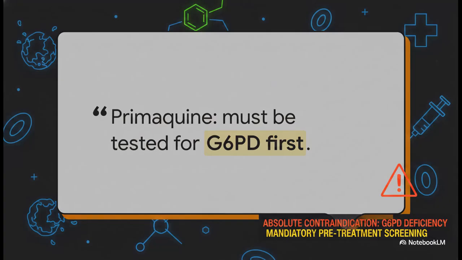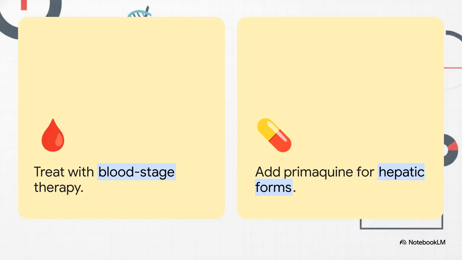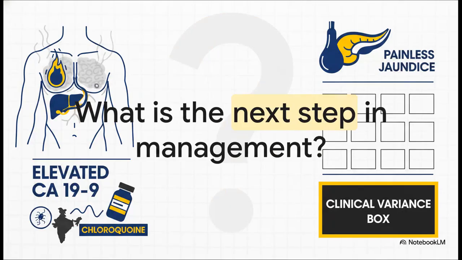And here is where a massive management trap lies. Eradicating these hepatic hypnozoites strictly necessitates the addition of primaquine. However, primaquine triggers catastrophic hemolytic anemia in patients with G6PD deficiency. You must absolutely mandate pre-treatment screening before you even think about administering it. Just to summarize this infectious variance quickly, Plasmodium falciparum requires only standard blood stage therapy. However, Plasmodium vivax and ovale strictly require adding primaquine to eradicate the dormant hepatic forms, assuming, of course, your G6PD screening comes back clear.